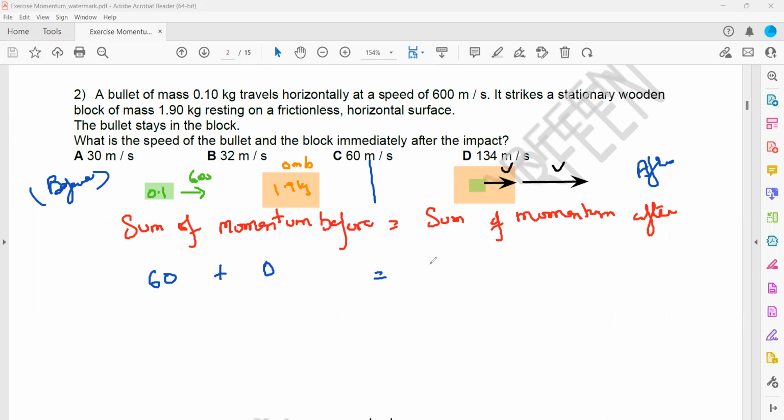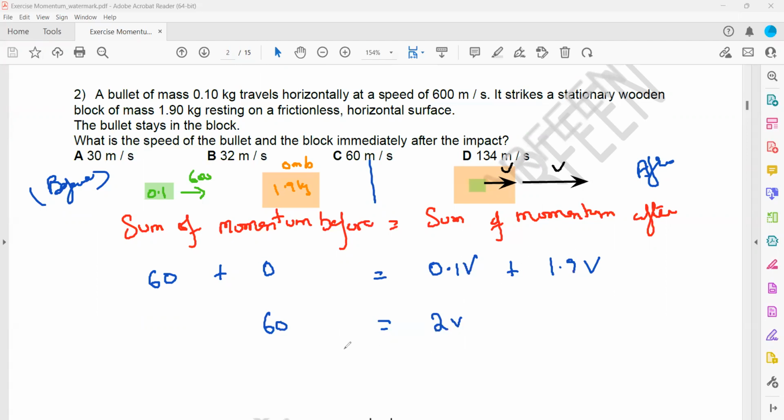What is the momentum after collision? They move with the same speed as if the bullet stuck. So the mass of the bullet is 0.1 and the speed is v, plus the mass of the block is 1.9 and the speed is also v. So when we simplify, this will be 60 = 0.1 plus 1.9, that's equal to 2v.